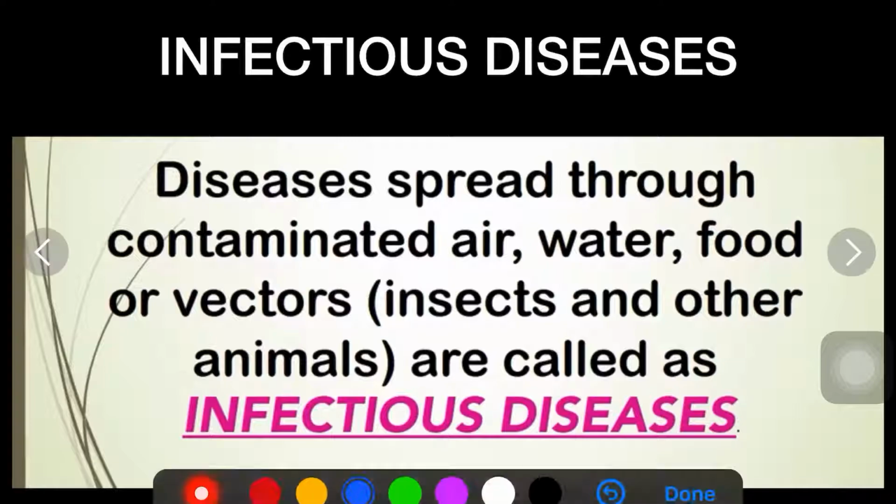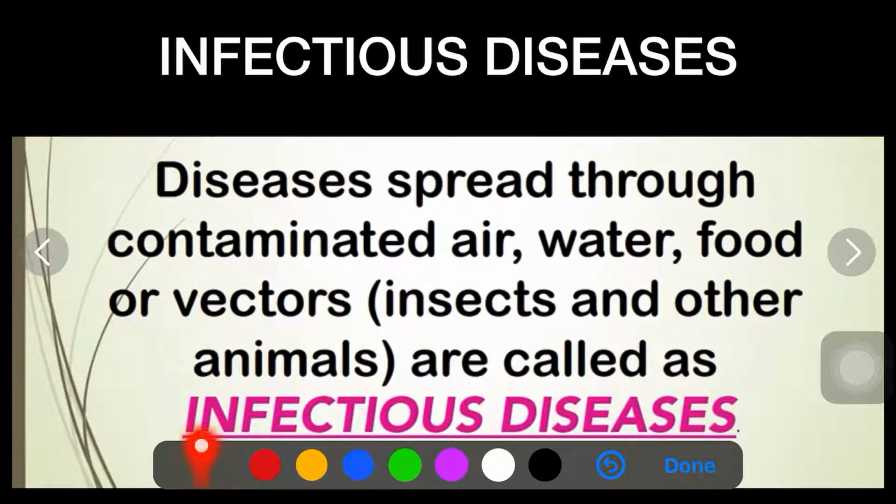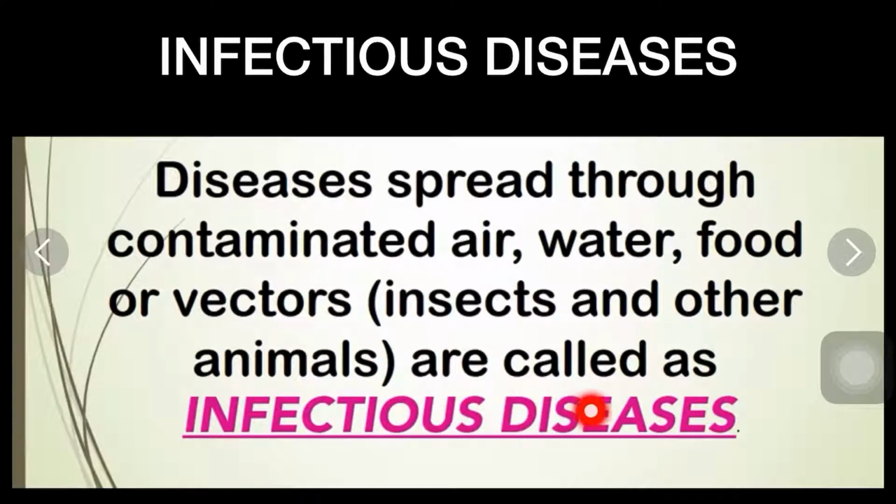Now students, let us see infectious diseases. As I told you, these diseases spread through contaminated air, water, food or vectors. Vectors may be insects and other animals. These are called infectious diseases.